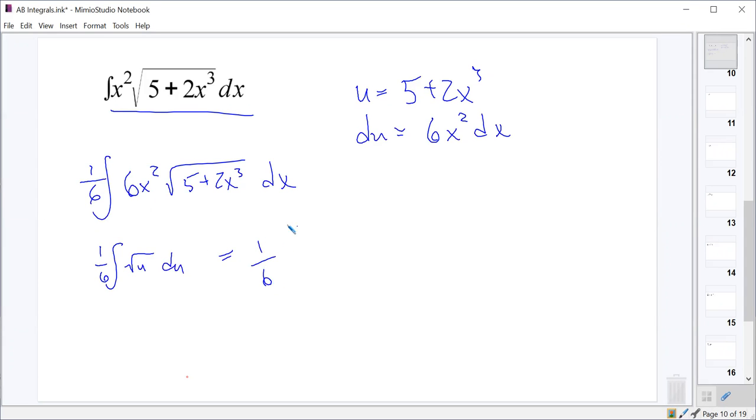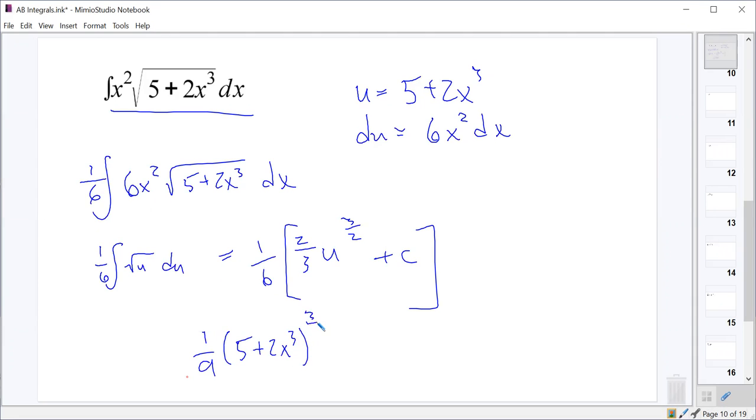Now we integrate. This becomes 1/6. And our integral of square root of u, that's u to the 1/2, so that'll go up to u to the 3/2. And we'll divide by 3/2 or multiply by 2/3 plus a constant. And that's going to give us 1/9 of 5 plus 2x cubed to the 3/2 plus a constant. And I know that 1/6 gets distributed to the constant, but 1/6 of a constant is a constant, isn't it? So traditionally, we'll just normally put a plus c there at the end when we're done. Good or no?